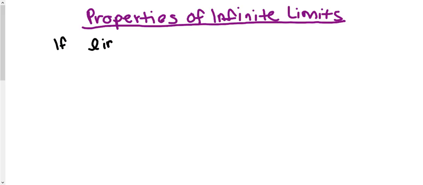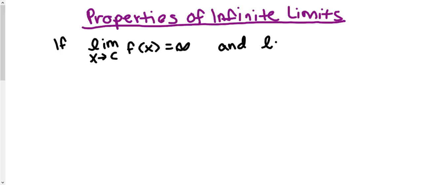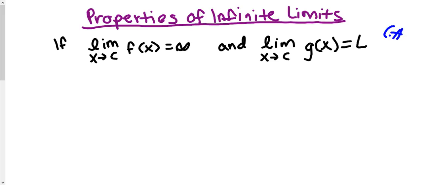So if we have the limit as x approaches c, so these are general rules, remember we don't have a specific number right now, of f of x, and that's equal to infinity, and let's say that we have another limit as x approaches c of g of x, and this one is equal to capital L, okay? Capital L means some number, okay? It could be 2, it could be 32, we don't know. If it's a number, so just like that other problem where we had 3 plus infinity, so maybe L is 3, and that's what we're going to be talking about.